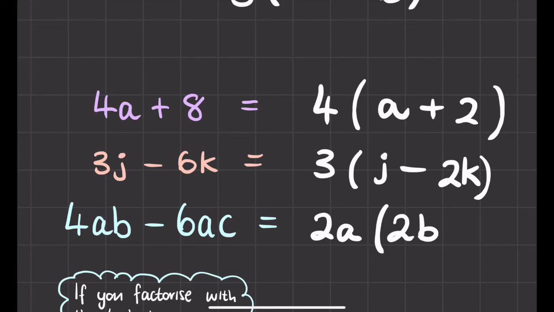Okay, and then to get the last bit, okay, so to get minus 6ac, I've got 2a. What do I need to multiply that by? Well, the answer is going to be minus 3c. Okay, so if I multiply 2a by minus 3c, I'm going to have minus 6ac all multiplied together. So if I've got numbers multiplied together, remember, you just write them next to each other.